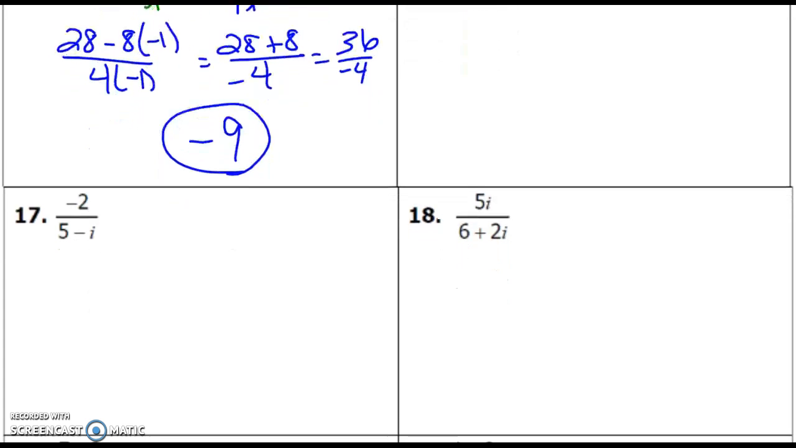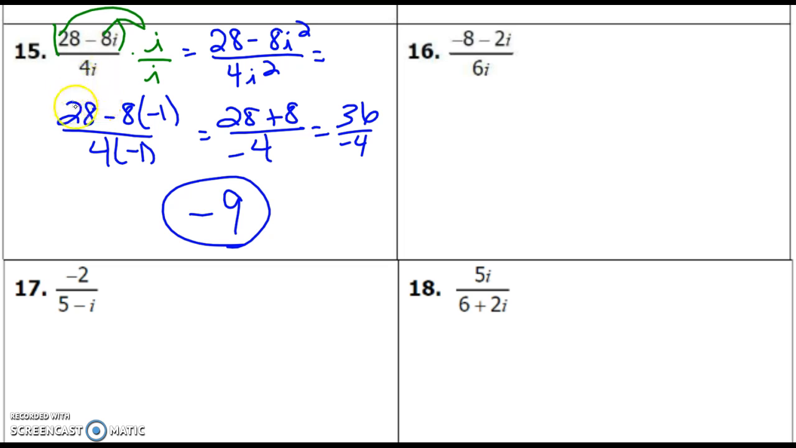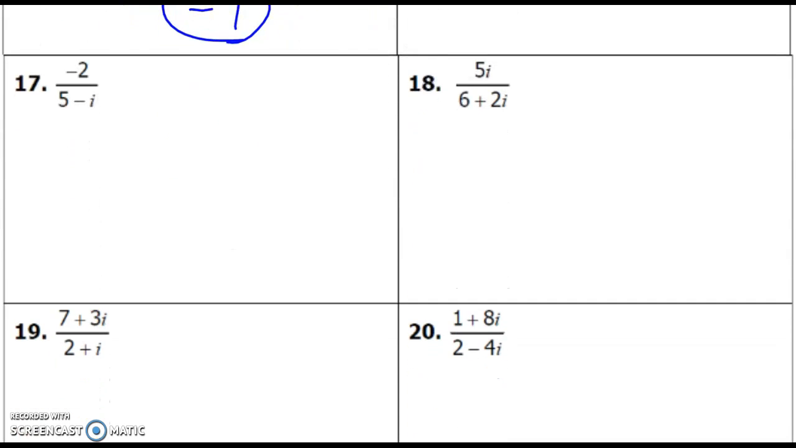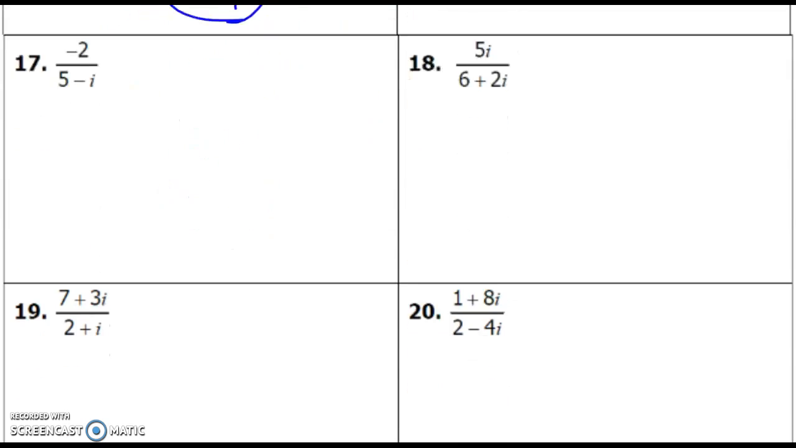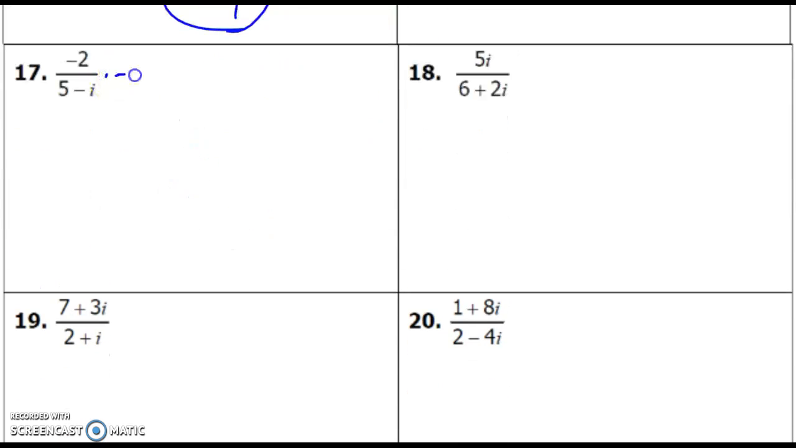All right, let's go down to 17. So if it's not just an i in the denominator, if it's not a pure imaginary number, if it's a complex number, 5 minus i, you need to multiply that by the conjugate, 5 plus i. So we're going to go times 5 plus i. So the top, you can just distribute the -2. But for the bottom, you've got to FOIL that out. So if you remember, when you multiply complex conjugates, it's just going to be the first and then the last, because the inside and outside are going to cancel.